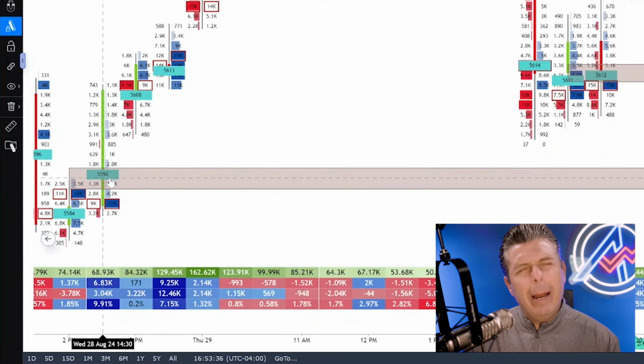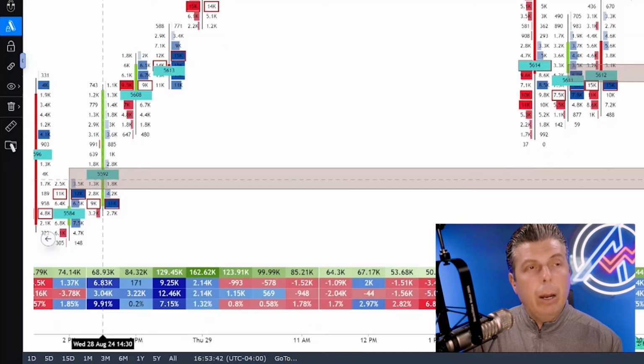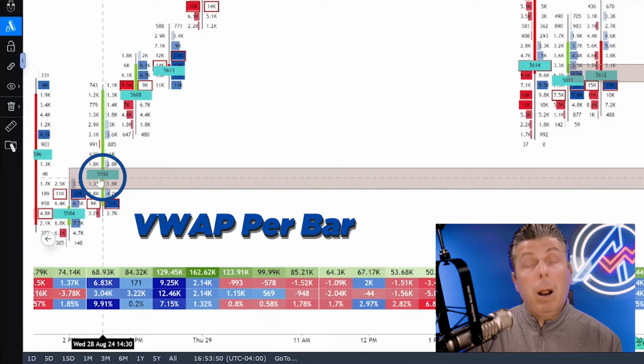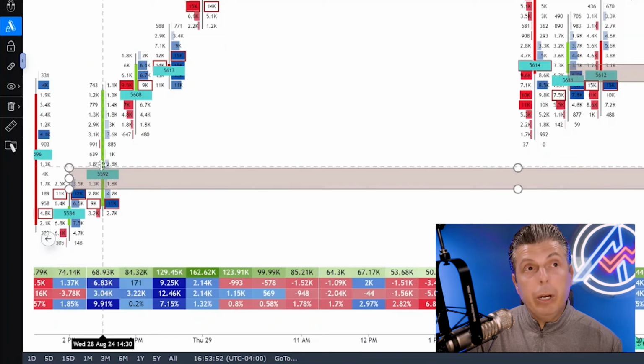I don't know how many other charting platforms have this. I think they should. I hope they do. I don't know how many do, but in GoCharting, it's pretty cool because I can see the VWAP within the bar. That's what that is. It's the VWAP per bar. So what's the volume weighted average price in this 30-minute bar? It shows it to me.